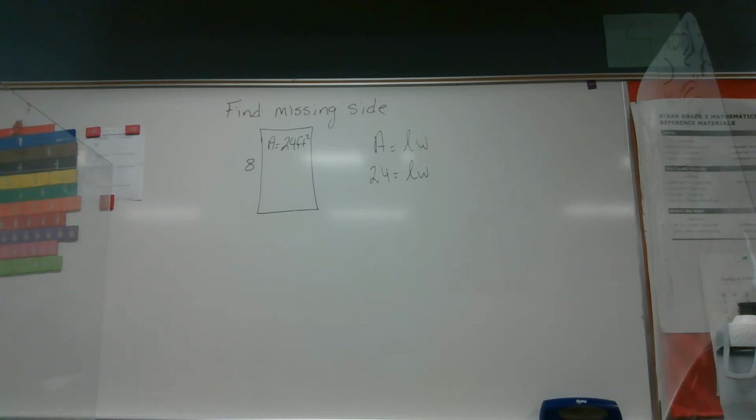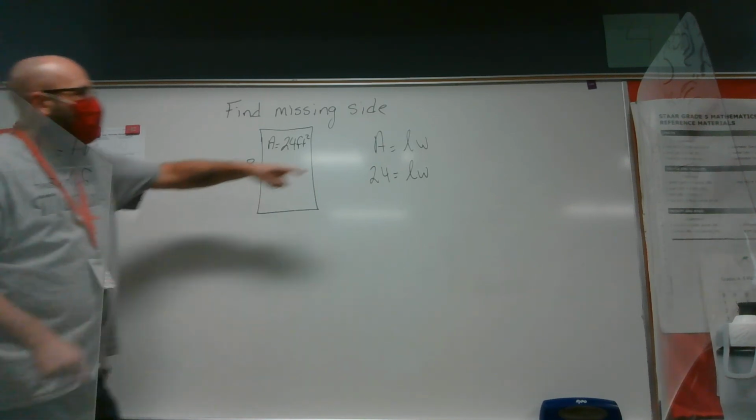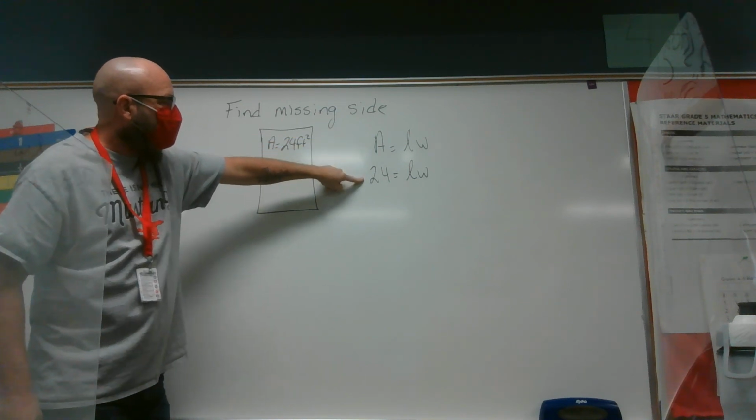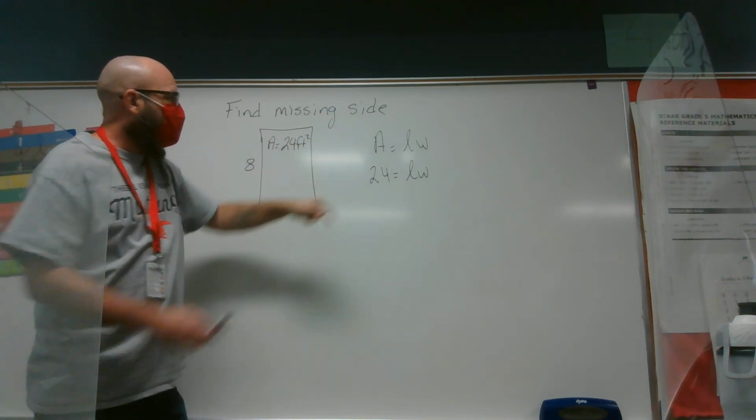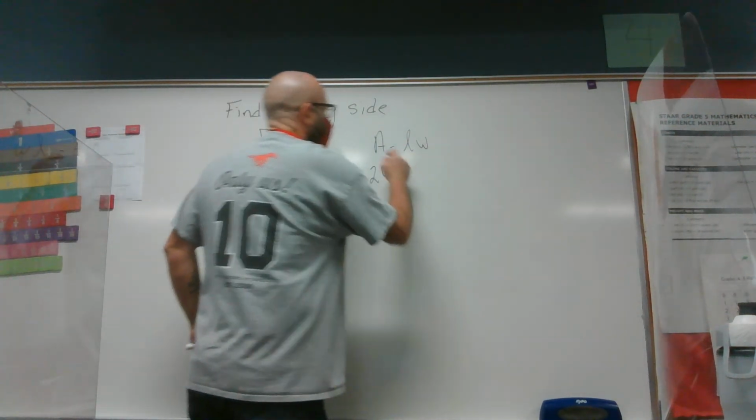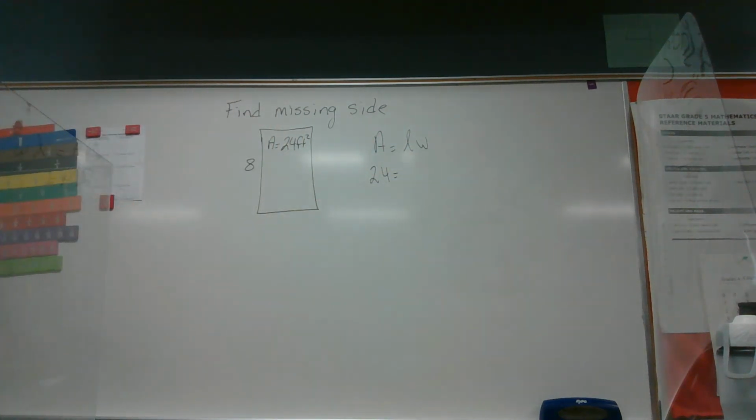So let's look at this. This time I know the area, so I put down 24 as my area. Here's my formula, area equals length times width. They give me the area, so that is one of the two numbers they're going to give me.